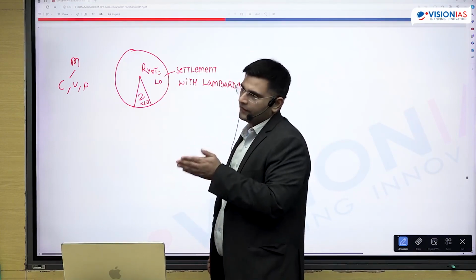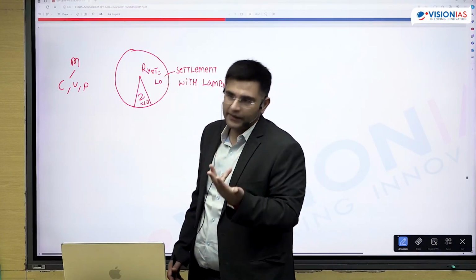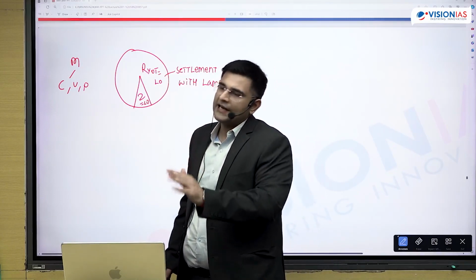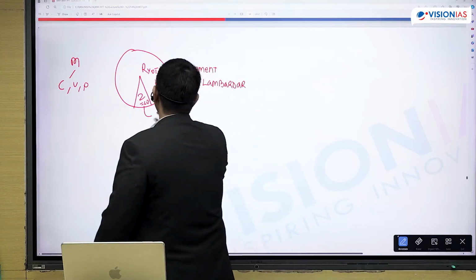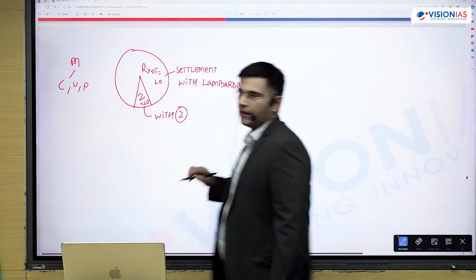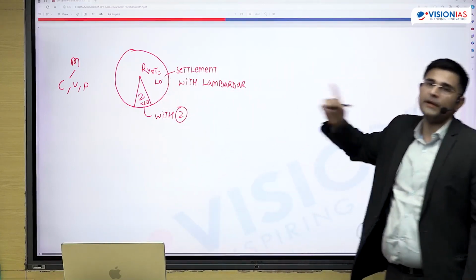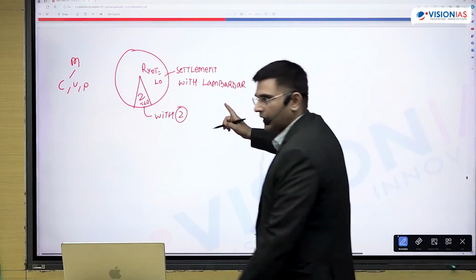And the head of the community, that is Lambardar, he will pay. If there is any default, then the government will inquire who did not pay. Whose name comes out, his lands will be auctioned. Right? So therefore that is what is happening. In the other case, the settlement was done with Zamindar himself. Right? So with respect to settlement also, Mahalwari is a hybrid.